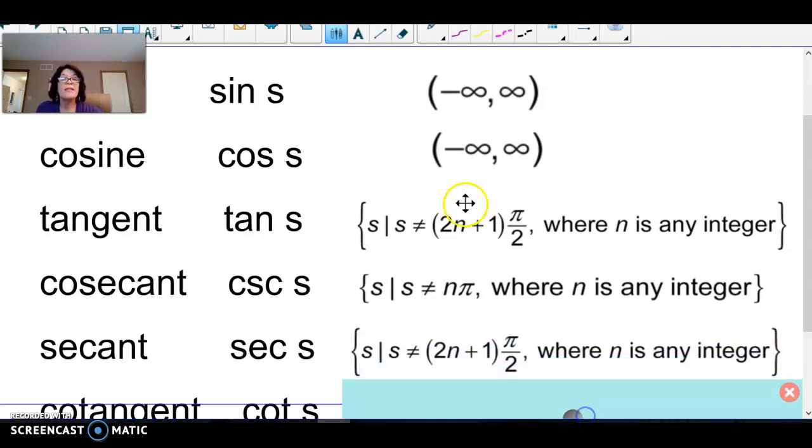Secant is the same as tangent, okay? Because think of it, tangent's y over x. Secant is 1 over x. When x is 0, tangent and secant don't exist.